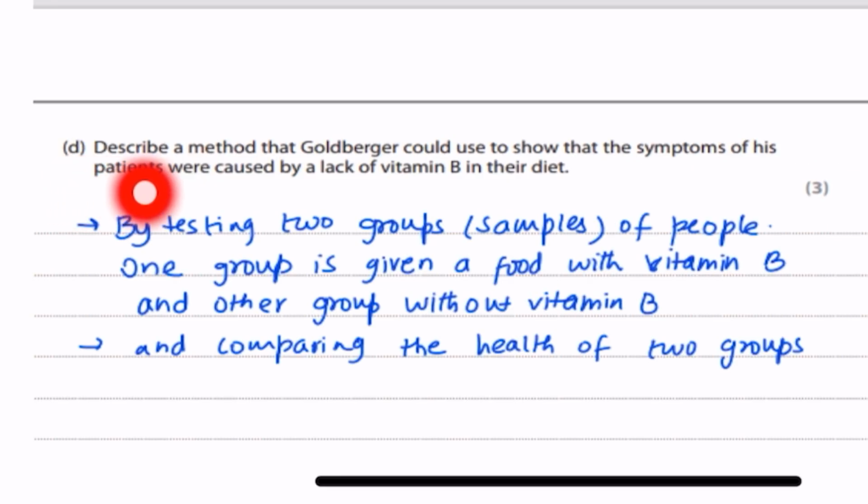Question D. Describe a method that Goldberger could use to show that the symptoms of his patients were caused by lack of vitamin B in their diet. So we have to explain how to test it by testing two groups or samples of people. One group should be given food with vitamin B, and the other group should be given food without vitamin B. And then we have to compare the results by checking the health of these two groups.